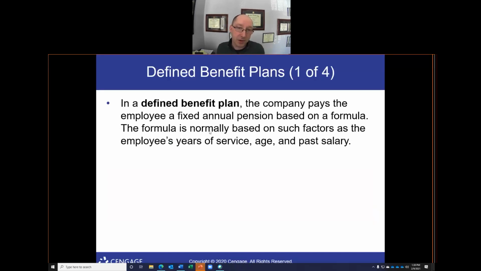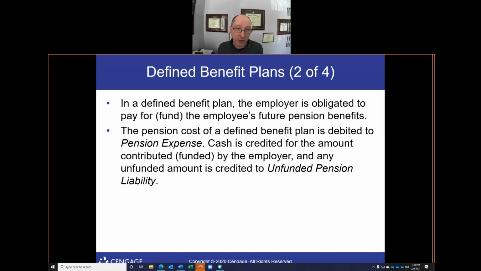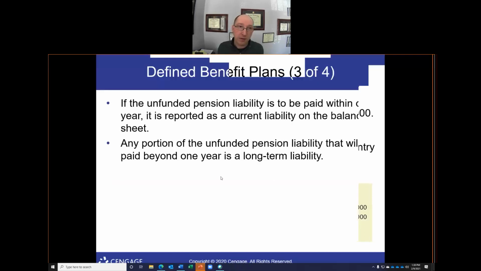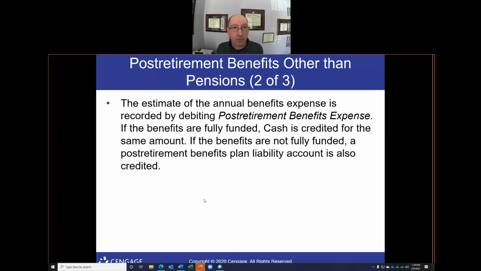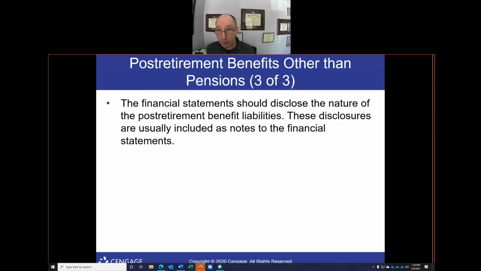Defined benefit plans, like I said, are similar to 401ks. It's based off of a percentage, years worked, dollar amount saved, that type of stuff. And it's usually very explicit. Everything's very well mentioned. Other types of benefits employees get: dental, eye, medical, life, and tuition assistance, tax services, legal services, sometimes. Not all employers have the same benefits. Post-retirement benefits: some employers will even go beyond just simple retirement, so they'll help you out with other stuff.